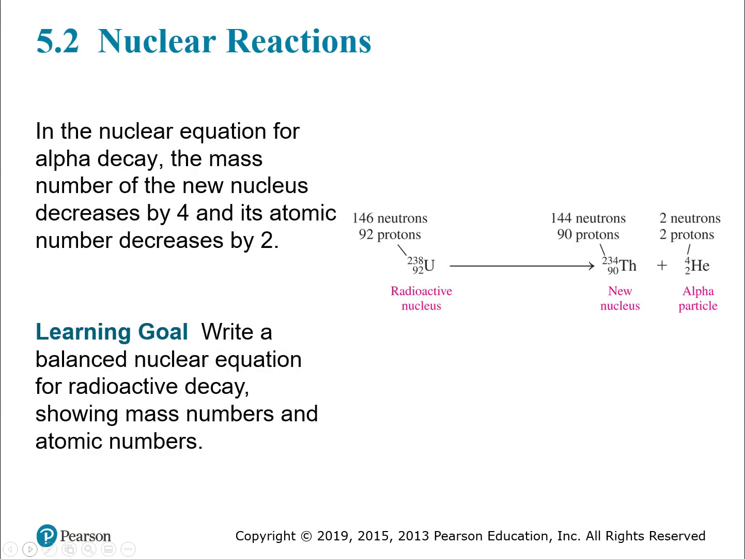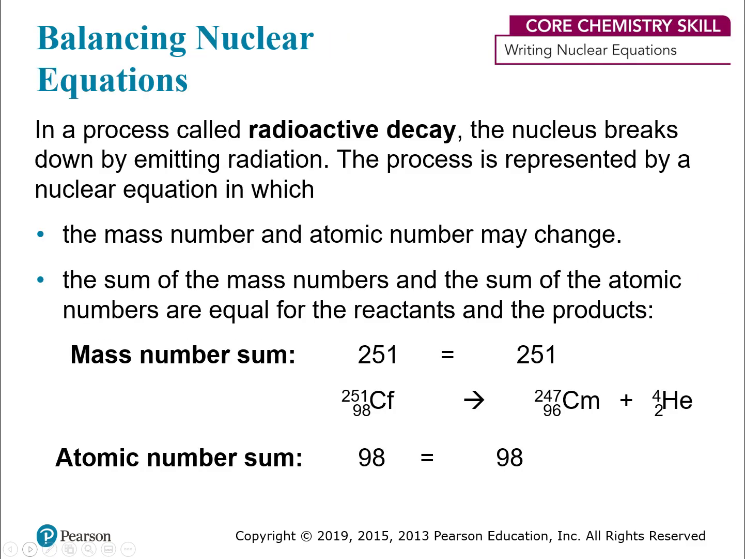Now we can look at nuclear reactions. Nuclear equations, we're just talking about an unstable nucleus releasing radiation, and then we have some new products on the other end. We're going to learn how to balance these equations. Radioactive decay. That's the process where the nucleus breaks down by emitting radiation. We can represent that with a nuclear equation.